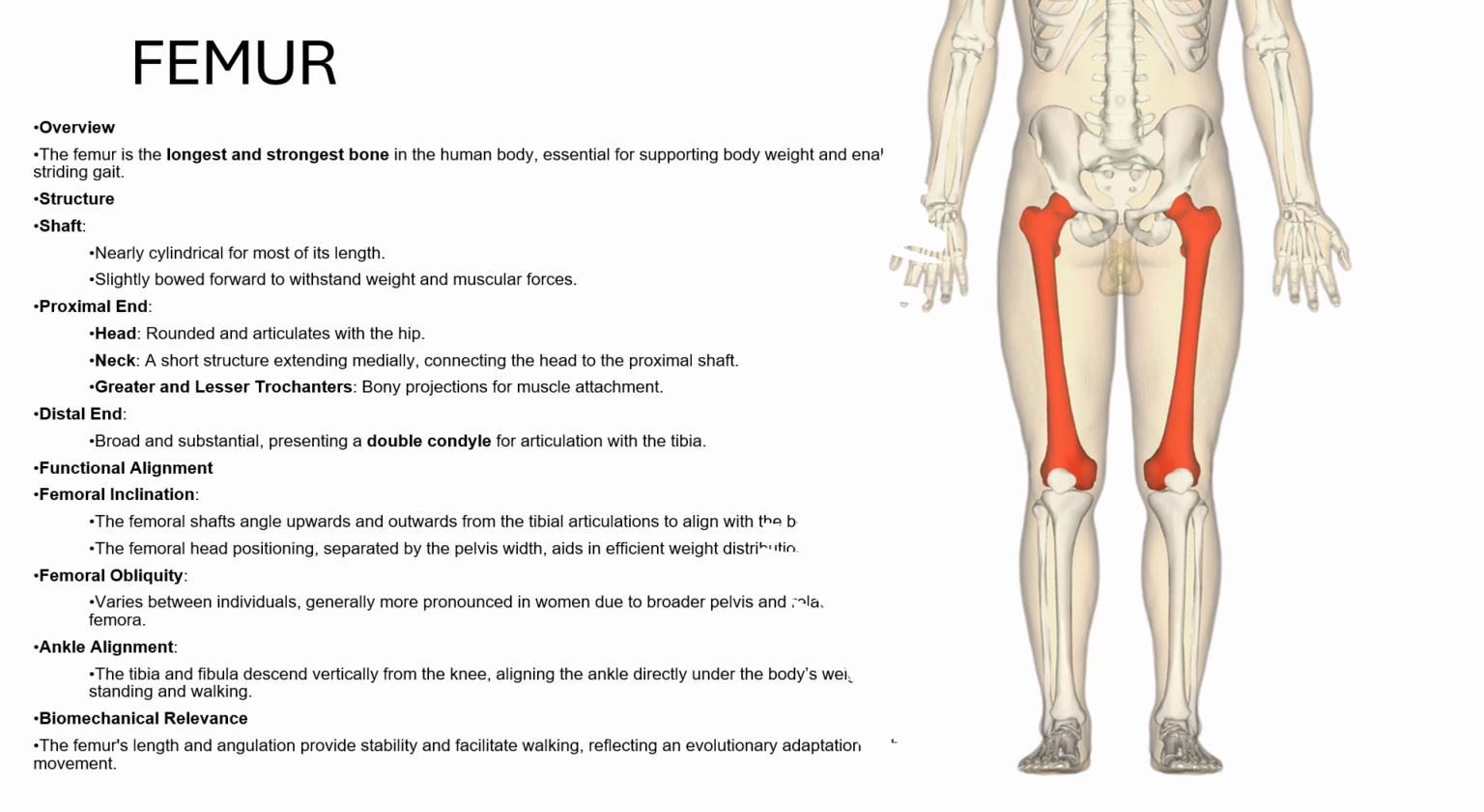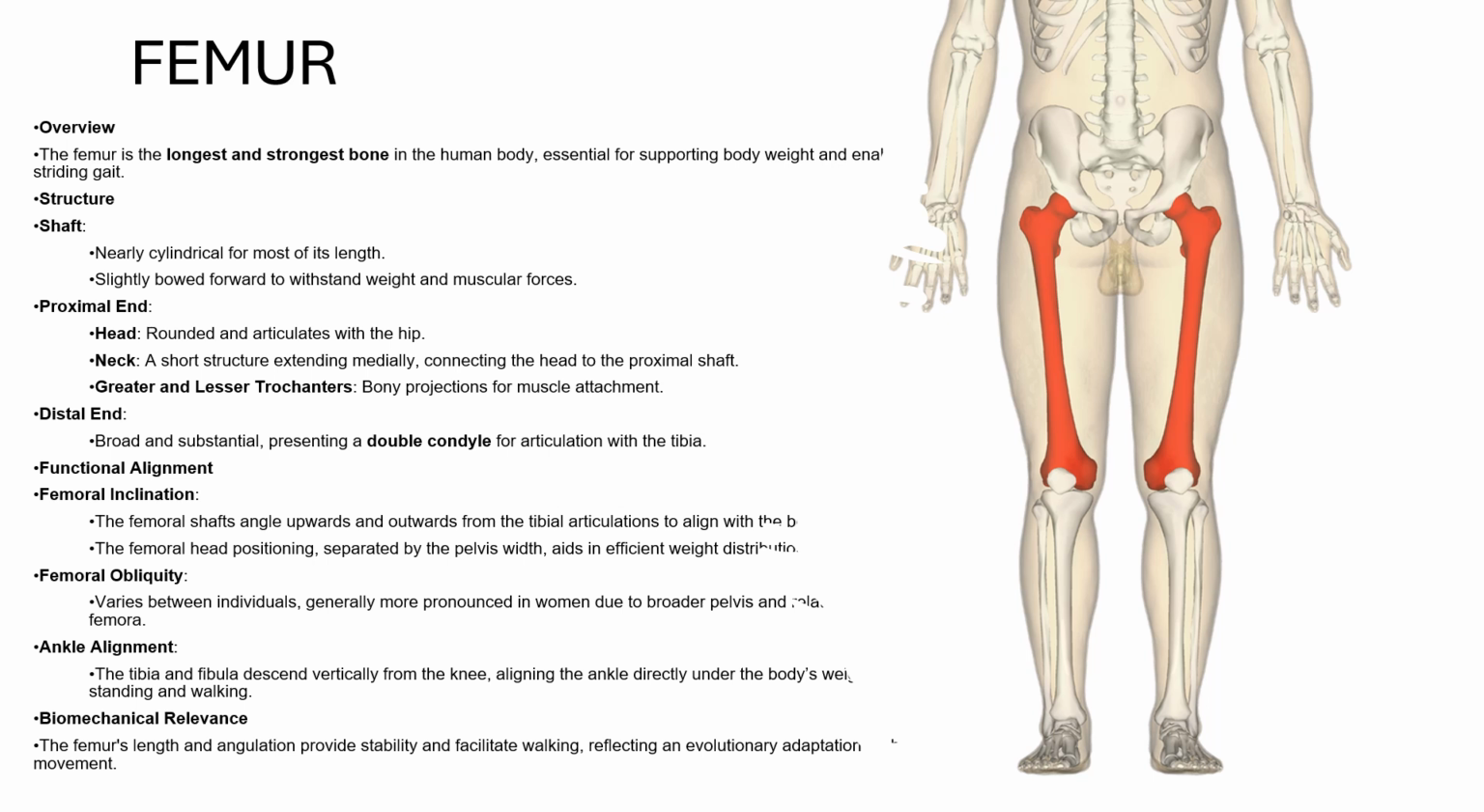The shaft is nearly cylindrical for most of its length and slightly bowed forward to withstand weight and muscular forces. In the proximal end of the femur, there is a head, neck, greater trochanter and lesser trochanter. The head is a rounded structure which articulates with the hip, the acetabulum. The neck is a short structure extending medially, connecting the head to the proximal shaft of the femur.